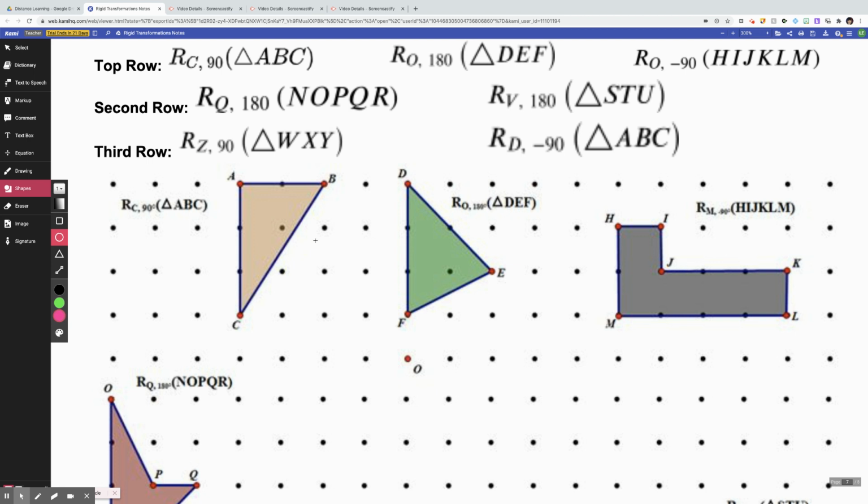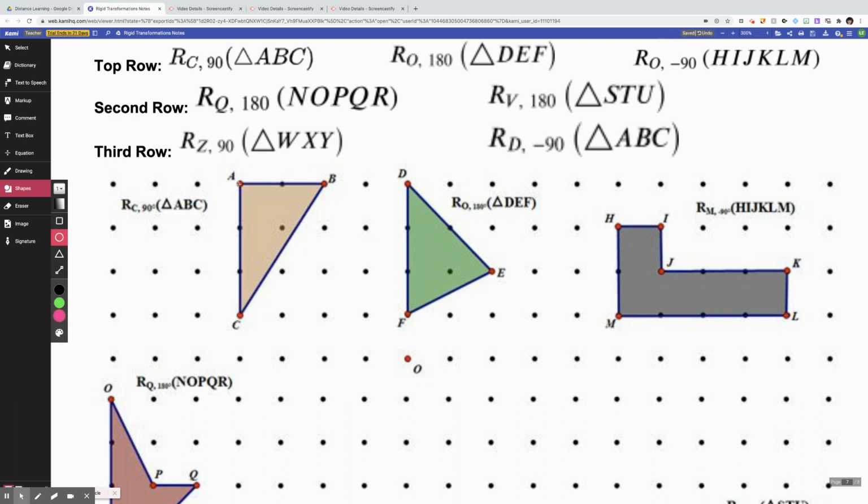Okay, so this first one says I'm going to take this triangle ABC and I want to rotate it positive 90 degrees. So that's counterclockwise around point C. Okay, so essentially what I'm going to do with this is I'm going to take a circle, and I want the center of my circle.